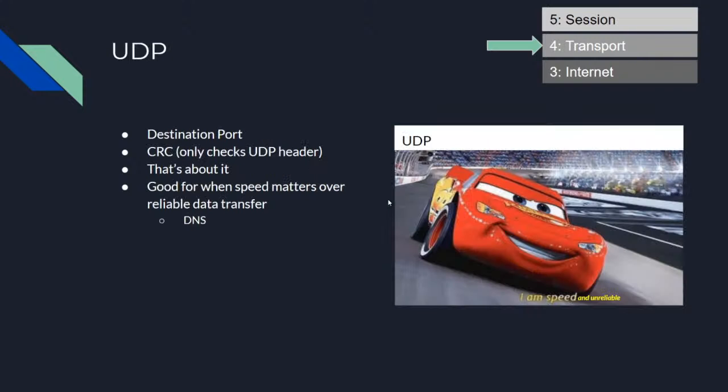Now we're going to briefly gloss over UDP. Essentially, all it has is the destination port and a CRC, cyclic redundancy check, which basically just checks to make sure the port wasn't messed up during transmit. A lot of the lower layer protocols had something like this as well, but I glossed over it. And that's about it. This is good for when speed matters over reliable data transfer, like in DNS, which stands for Domain Name Service.